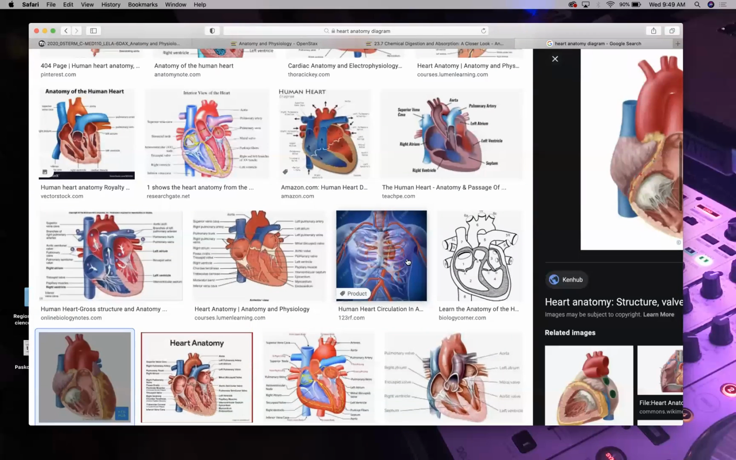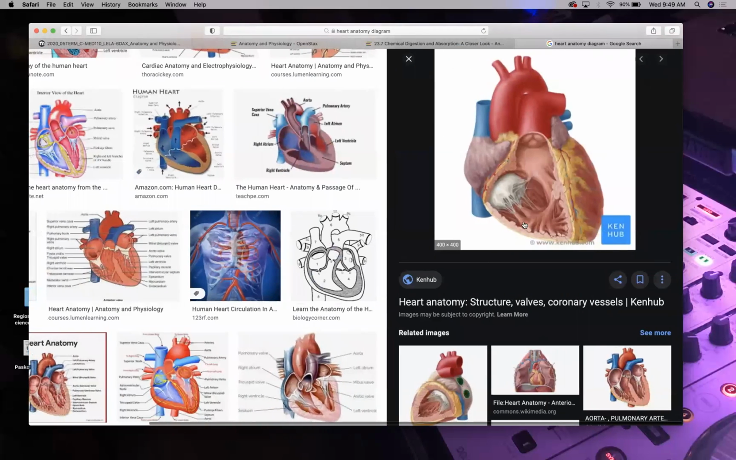Let's see. Oh, yeah. See this, a picture like this? This will give it away. 1, 2, 3, tricuspid. Right?